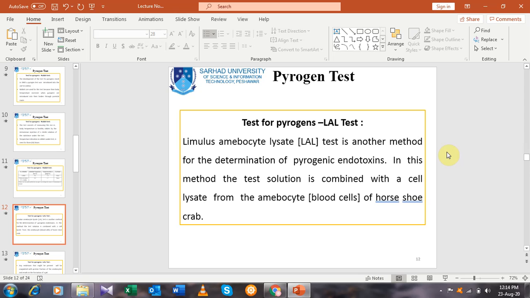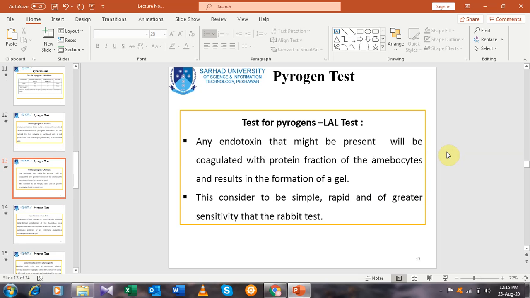In this method, the test solution is combined with a cell lysate from the amebocytes, that is the blood cells of the horseshoe crab. We take the solution and combine it with the lysate solution, and then we check the results. Any endotoxin, that is the pyrogen, that might be present will be coagulated with the protein fraction of the amebocyte, and thus will result in the formation of a gel.